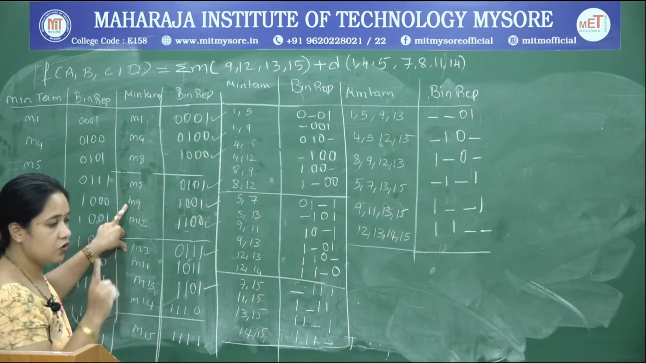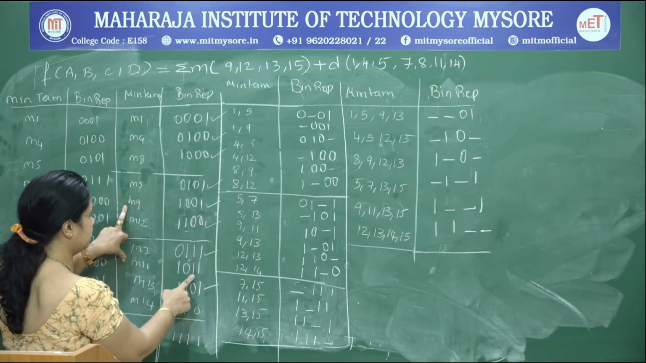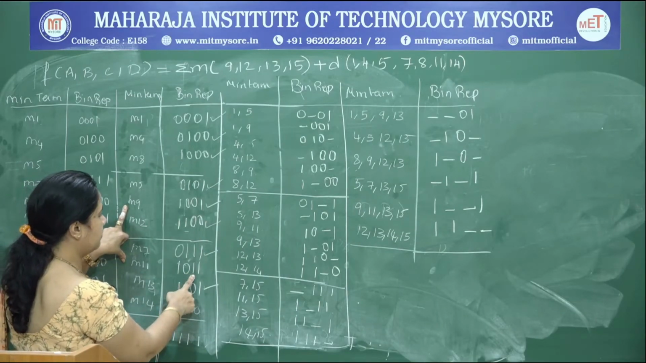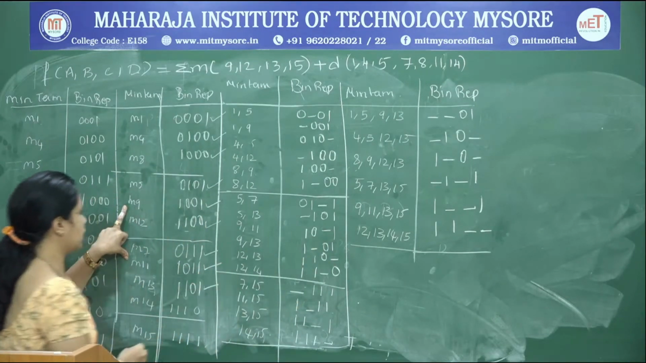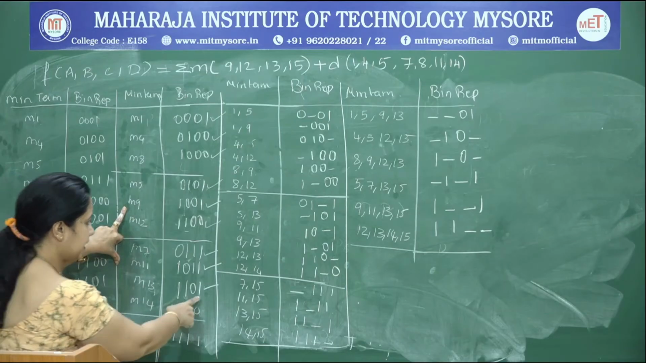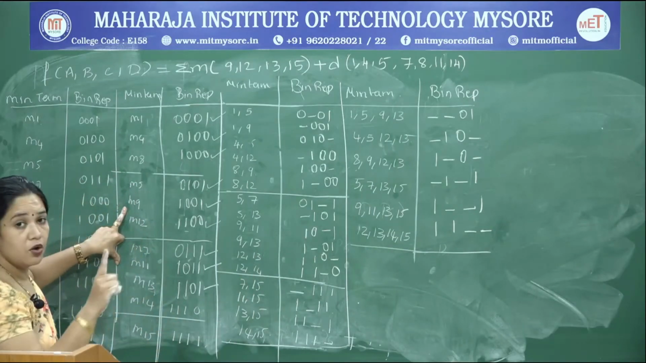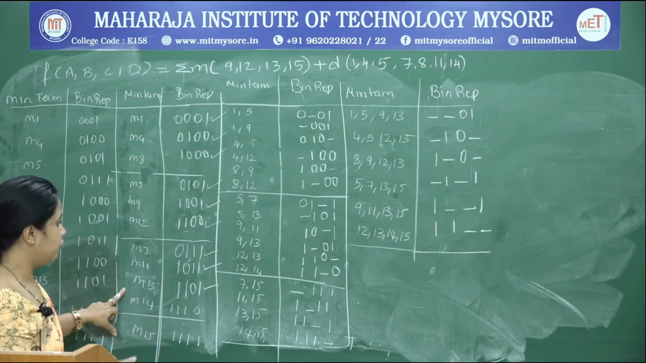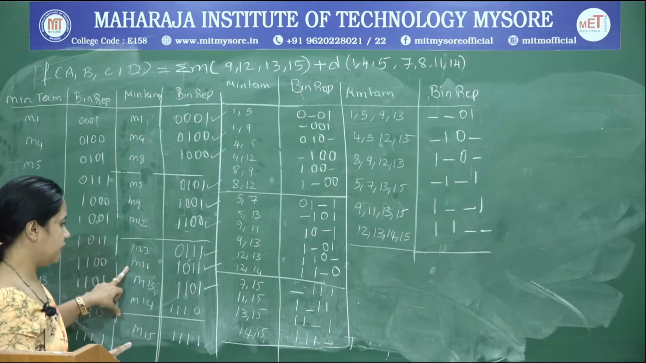Compare 9 and 7, no, it is not varying. 9 and 11, yes, it varies in this bit position, carry it to the next column by replacing it with a dash. So we end up getting 1 0 1 dash, put a check on 11. 9 and 13, again it varies by 1 bit position, carried, it is going to be 1 dash 0 1. And 9 and 14, no. So next we will compare 12 and 7, no. 12 and 11, no.